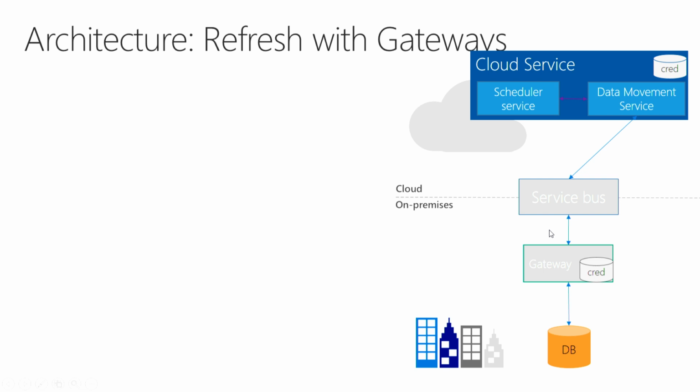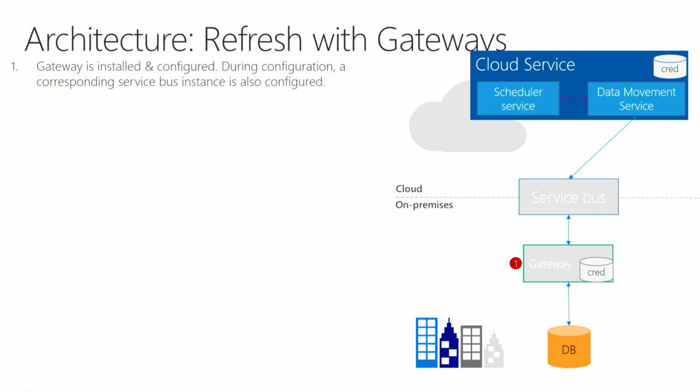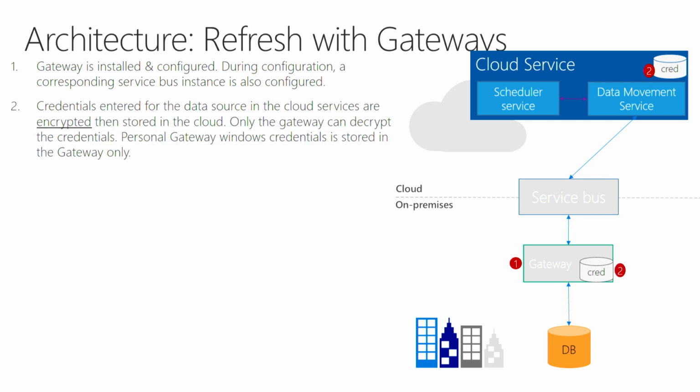So quickly going through how the gateway works. Once you have installed the gateway and configured it, while you're configuring the gateway, we assign a service bus channel to that gateway, so it knows that every time this specific gateway needs to make a request, it will go through that channel. Now, when you provide the credentials, they will be encrypted on the cloud and will only be decrypted once they go through the gateway on your gateway machine. We'll talk more about the encryption in the next slide, but only the gateway will be able to decrypt those credentials.